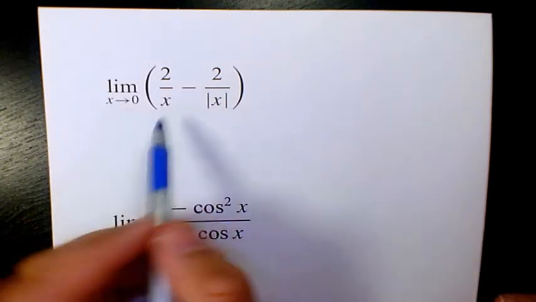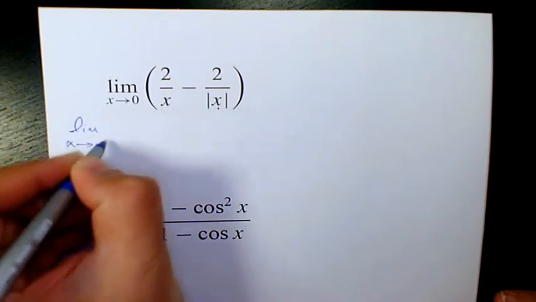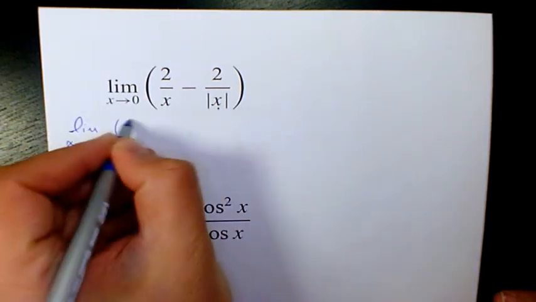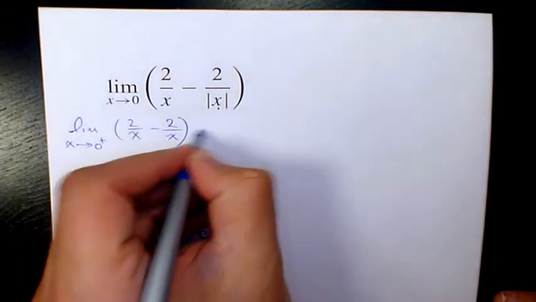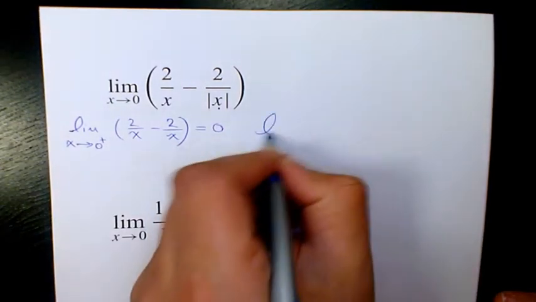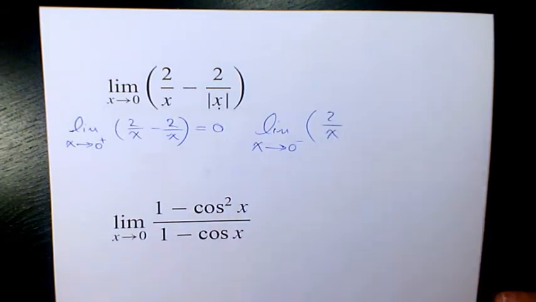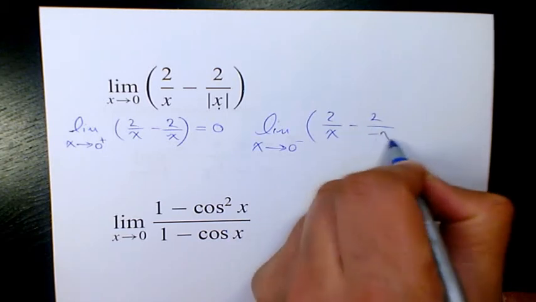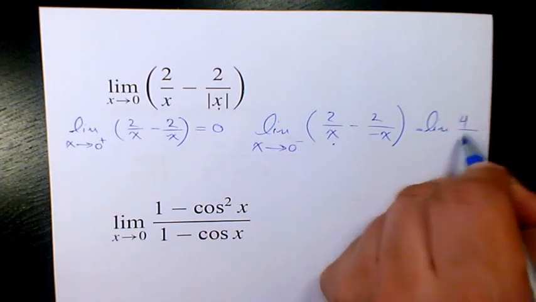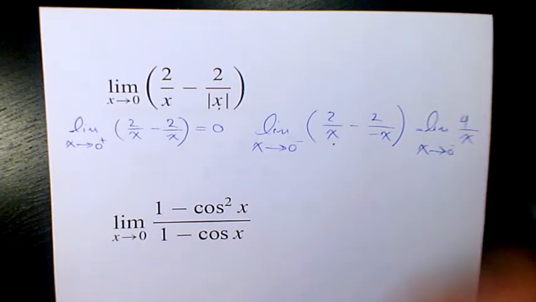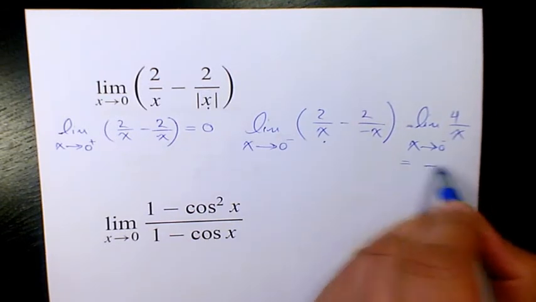Next example, you have an absolute value function. Let's say the limit as x approaches 0 from the right of 2 over x minus 2 over |x|. In that case, 2 over x minus 2 over x is going to be 0. If x approaches 0 from the left, that's going to be 2 over x minus 2 over negative x, which will be 2 over x plus 2 over x, which will be 4 over x as x approaches 0 from the left. As you see here, that's going to go toward negative infinity.